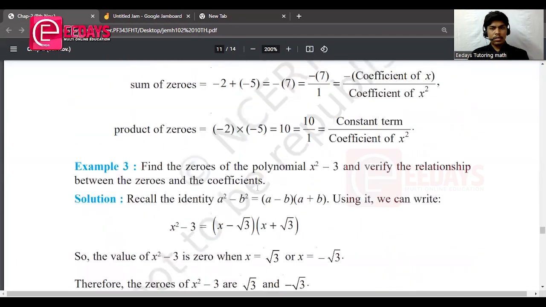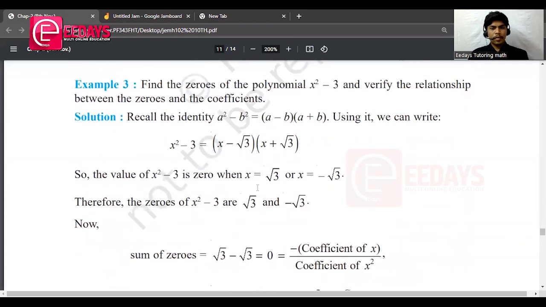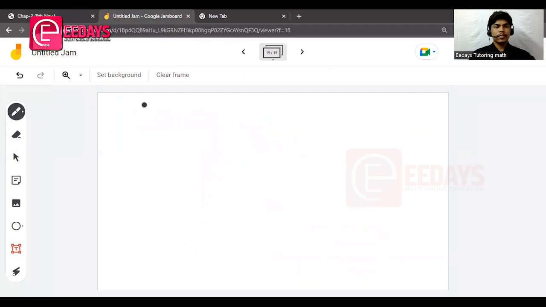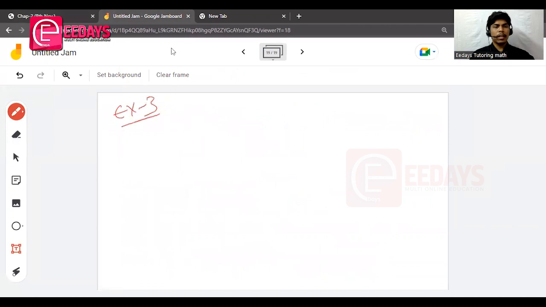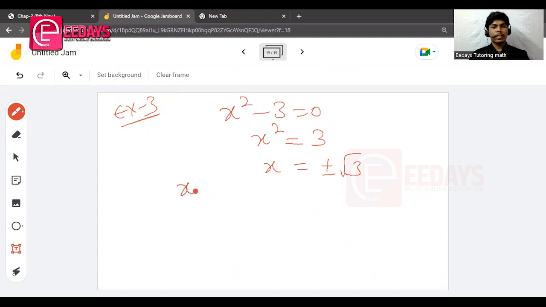We did all the examples. Yeah, here also x square minus 3. How can we verify? For x square minus 3, example 3, I think we already completed, but somehow I'm telling you x square minus 3 we can't do by splitting the middle term. We just write x square is equal to 3. x is equal to the square root, moving to the other side, you will become plus or minus root 3. Now x is equal to plus root 3 and x is equal to minus root 3. Alpha is equal to root 3 and beta is equal to minus root 3.